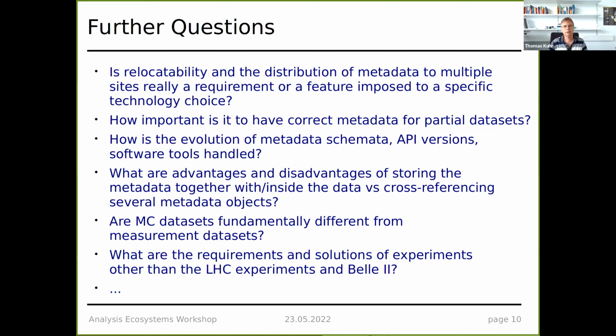Another question is, how important is it to have correct metadata for partial datasets? Also, how are the evolution of metadata schemata, API versions, and software tools handled? What are the advantages and disadvantages of storing the metadata together with or inside the data versus cross-referencing several metadata objects? Are Monte Carlo datasets fundamentally different from measurement datasets? And what are the requirements and solutions of experiments other than the LHC experiments and Belle? There was a bit of a feeling that the paper is focusing on these experiments.